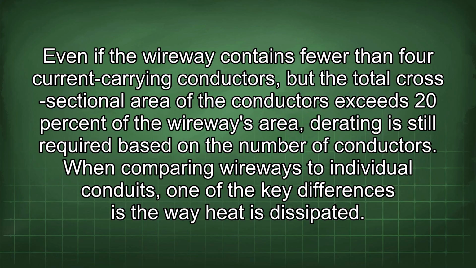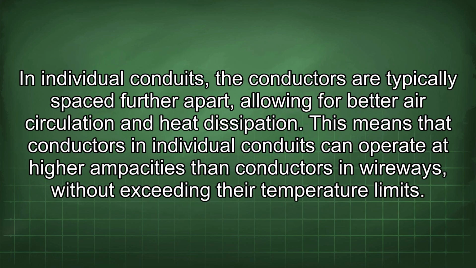When comparing wireways to individual conduits, one of the key differences is the way heat is dissipated. In individual conduits, the conductors are typically spaced further apart, allowing for better air circulation and heat dissipation. This means that conductors in individual conduits can operate at higher ampacities than conductors in wireways, without exceeding their temperature limits.